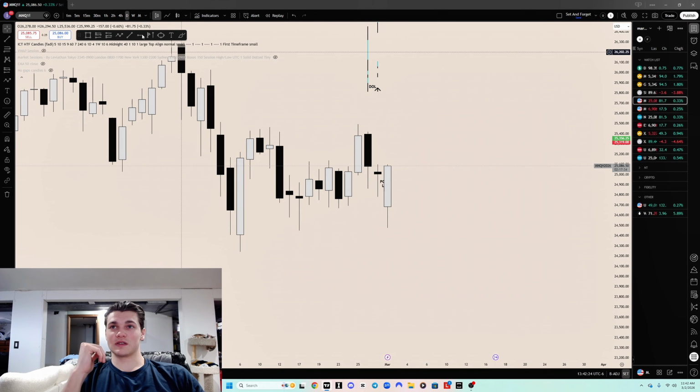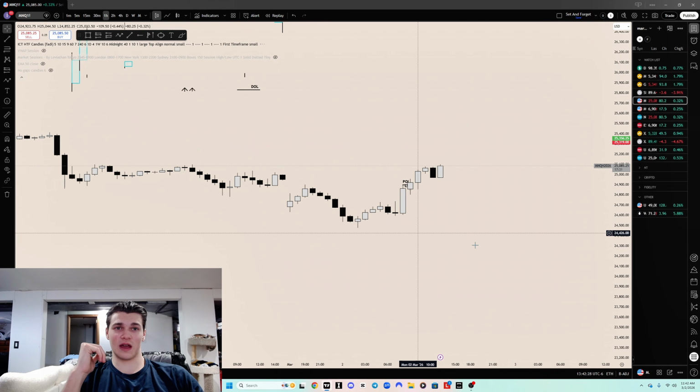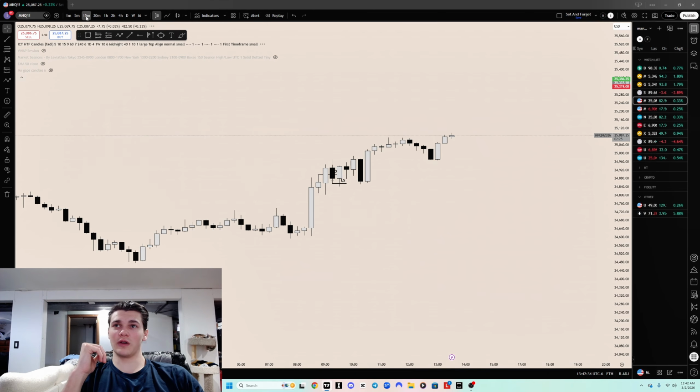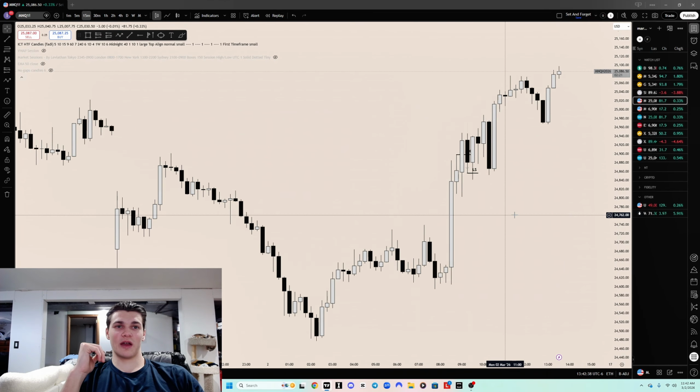But anyway, let's just go back into these. So 4 hour closing higher, 1 hour was closing higher because I took these trades at around 8, 9 a.m. Go down to the 15 minute, candles are closing higher, and right here.